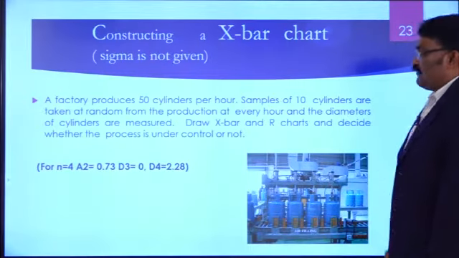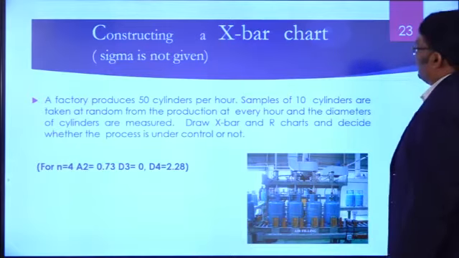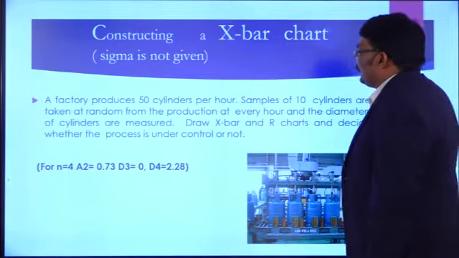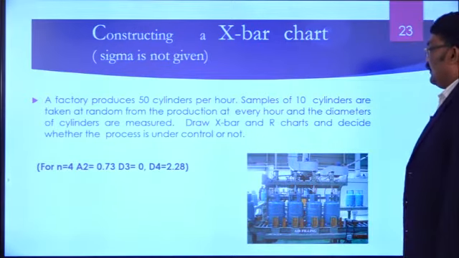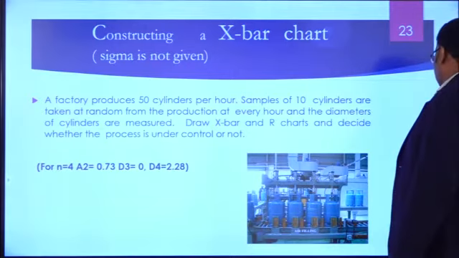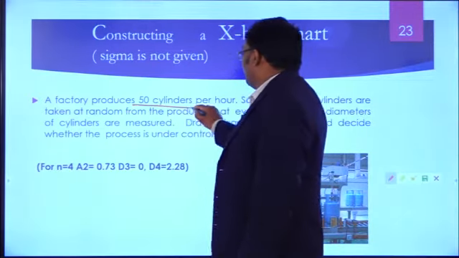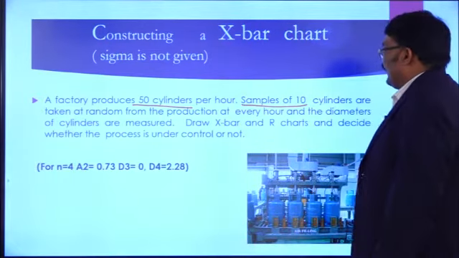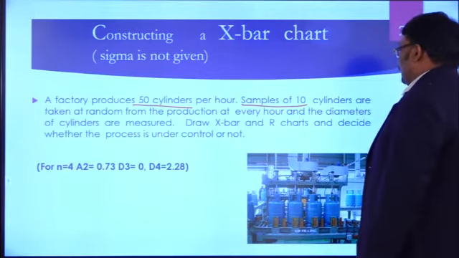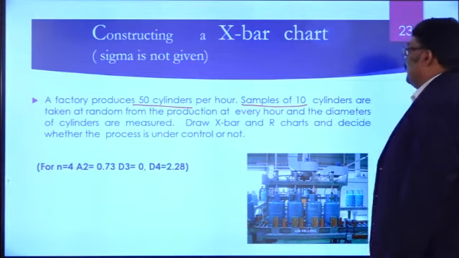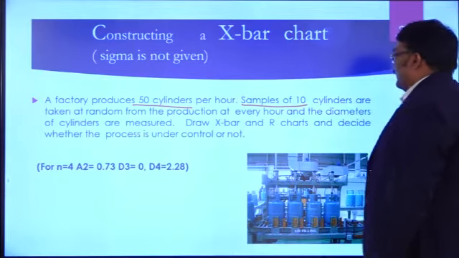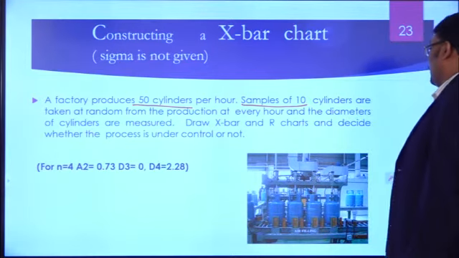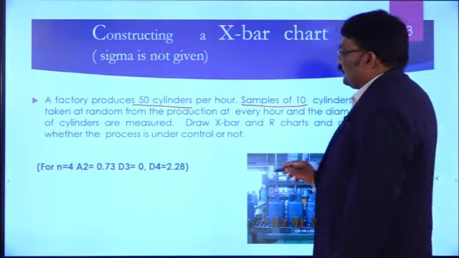Right. So, we have a problem. Construct an x bar chart. A factory produces 50 cylinders per hour, and a sample of 10 cylinders is taken at random from the production at every hour, and the diameters of the cylinders are measured. Draw x bar and R charts, and decide whether the process is under control.